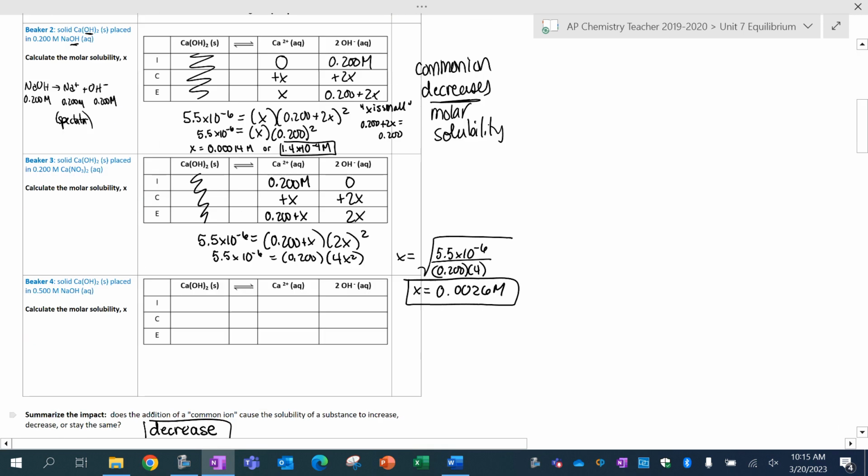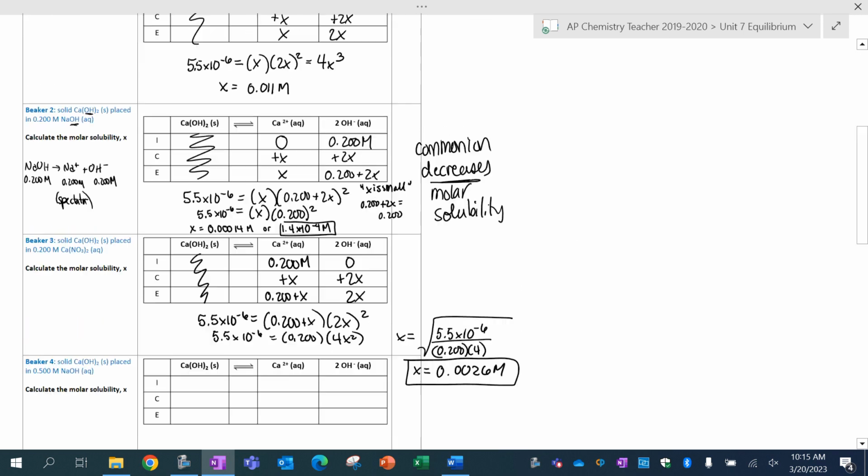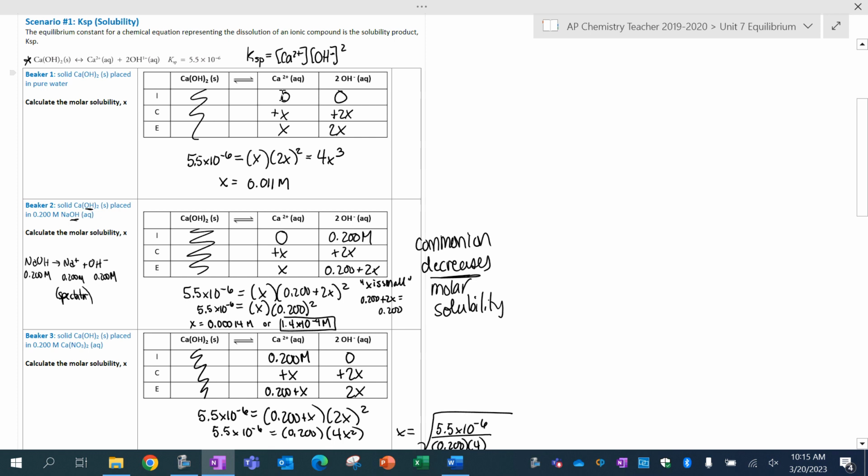So again, if you are dissolving a substance in pure water, these initial concentrations start at 0. You want to keep an eye out for a common ion. If you're dissolving it in a solution that already contains a common ion, that means your initial concentration for that ion is not 0. So that's what we're noticing here in these ICE charts.